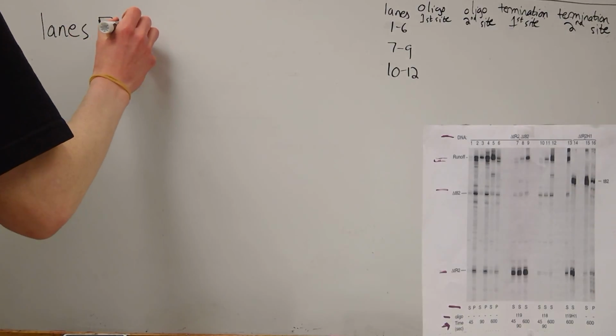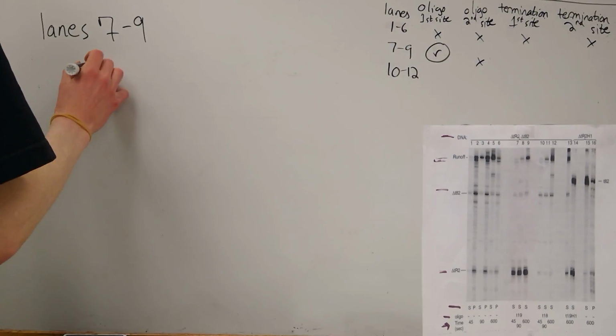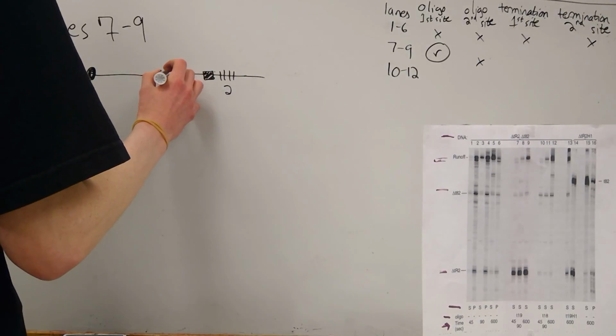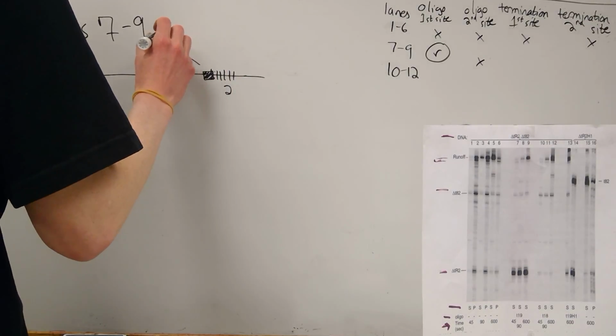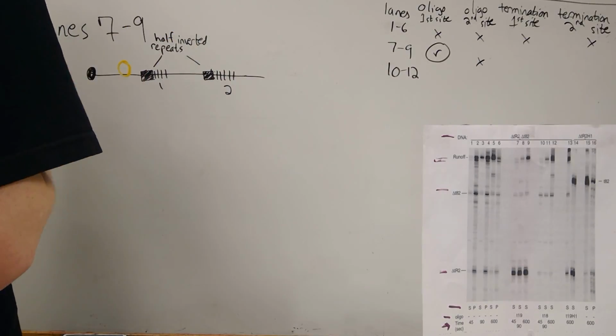Shifting to lanes 7 through 9, we see the same setup except that they have introduced the oligomer to the first termination site, allowing hybridization at termination site 1, but not at site 2. You will note that they also only show the supernatant, with the pellet being implied from here on. Do these lanes tell us that hybridization is sufficient for termination?